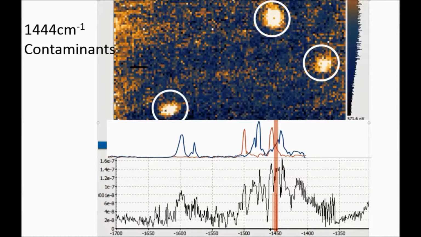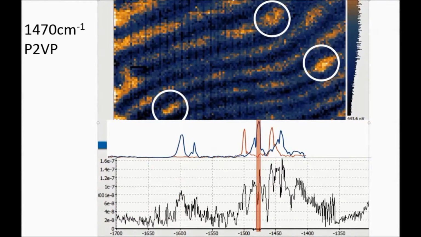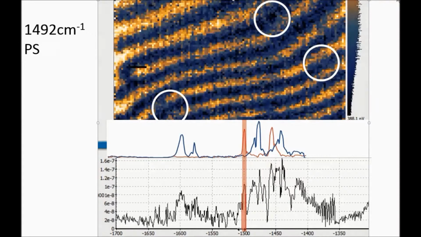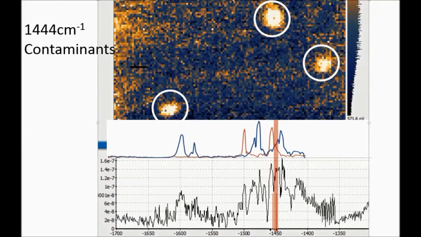If we circle the regions that we identified as contaminants and investigate their PiFM signal at several wavelengths, we can show that they must be composed of a third component. At 1589, they are slightly darker than the P2VP. At 1470, they are brighter than the P2VP. At 1492, they are darker than the PS. And at 1450, they are brighter than the PS. The hyperspectral image shows that these contaminants have a separate absorption spectrum which matches neither the PS nor the P2VP.